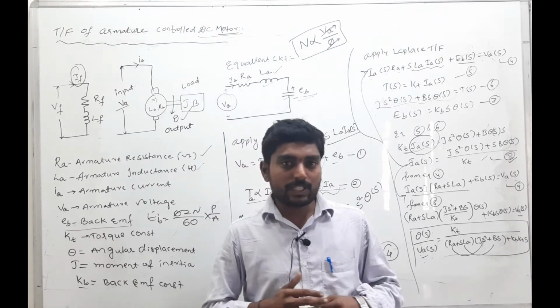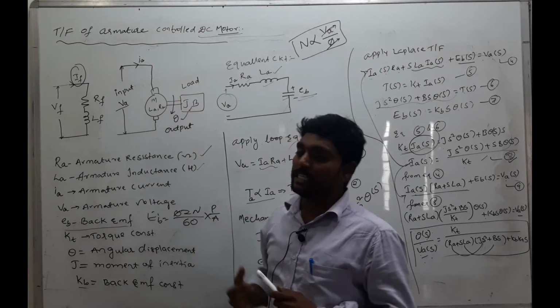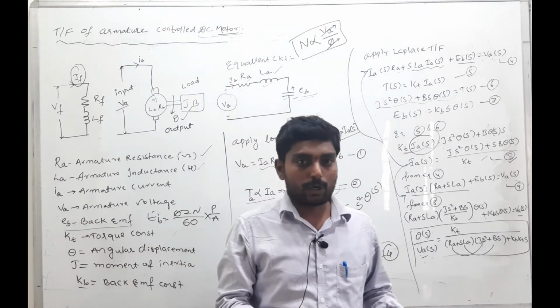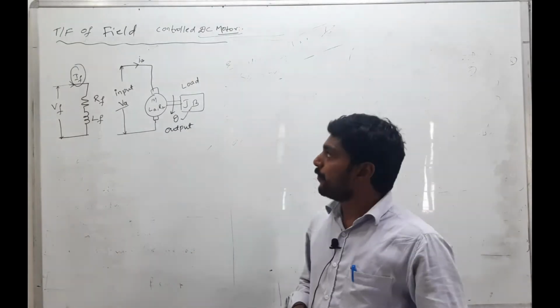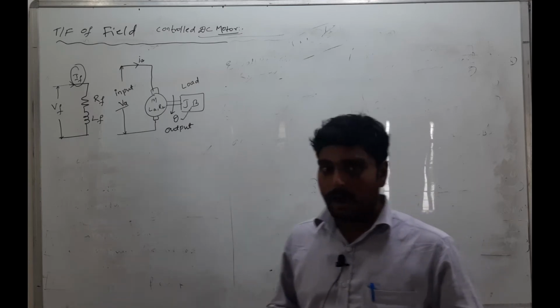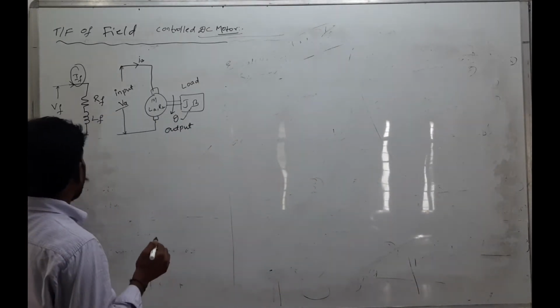Okay. Next we will go for the same transfer function for the field control DC motor. This is the armature control. Next we will go for the field control. Here is the transfer function of the field control DC motor. Previously it was armature control, now it is field control. For this field control, there is no difference.